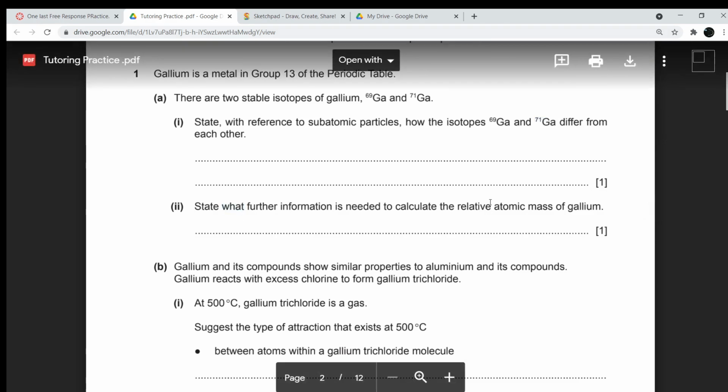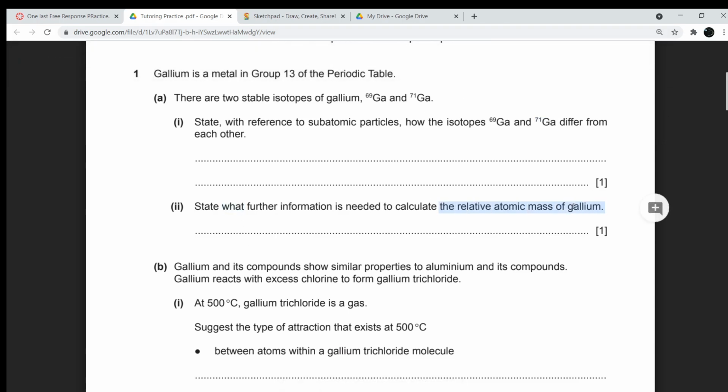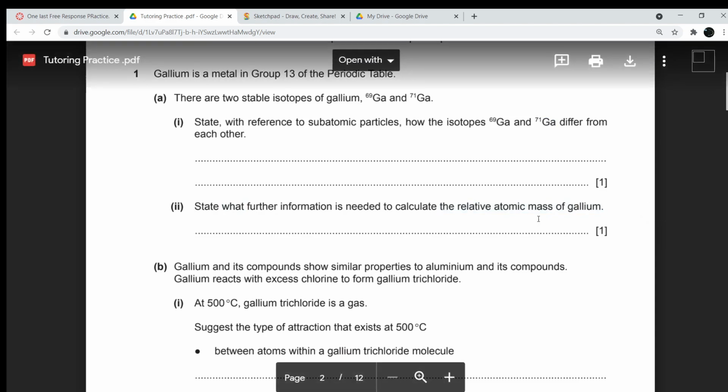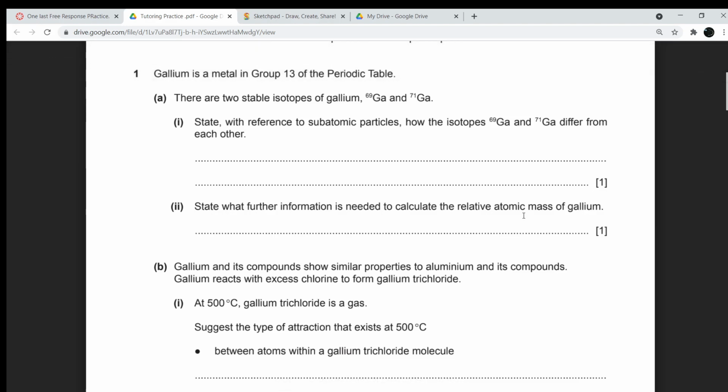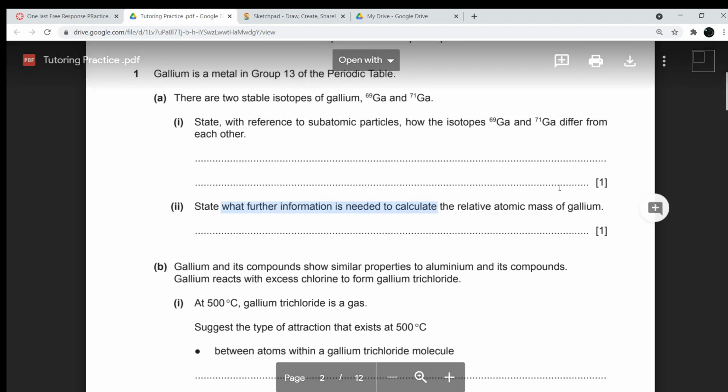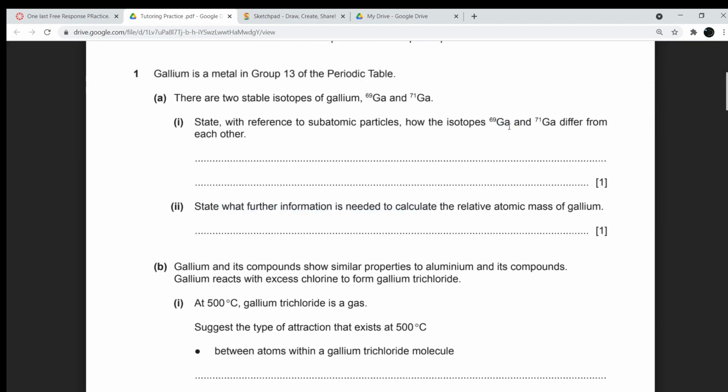State what further information is needed to calculate the relative atomic mass of gallium. Man, I thought they were going to make me do a calculation, figure out the average atomic mass. So in order for us to figure this out, let's think it through. We know that there are 2 isotopes, but we don't know how much of each there is. So we need to say that we need the relative percent abundance of each isotope.